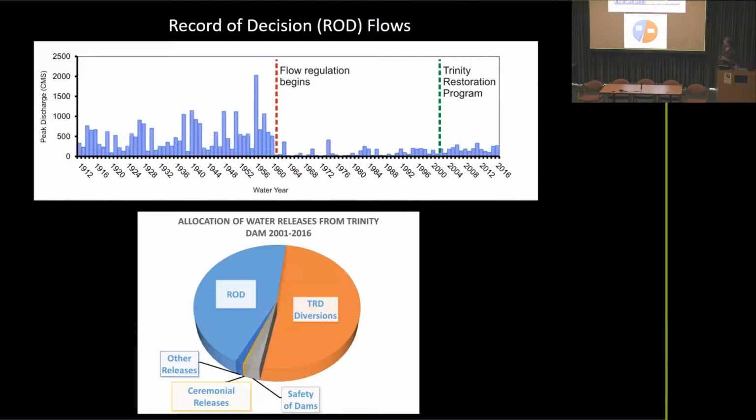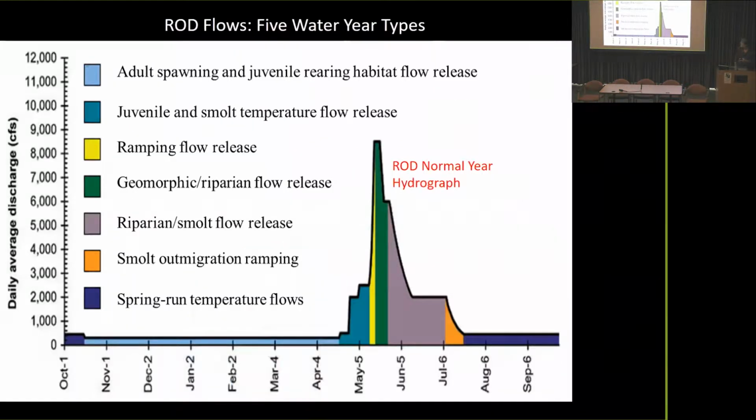Now we have just a little bit more than half the water still going to the Trinity River division of the Central Valley Project, but almost half of it stays in the basin. It kind of looks like this. These are what we call Record of Decision hydrographs. These are all from the Record of Decision days, 20 years ago now. Each part of this hydrograph has different purposes. The obvious ones are these temperature targets for the summertime, and then the high peaks to do the geomorphic work and stimulate processes. But we don't do this so much anymore.